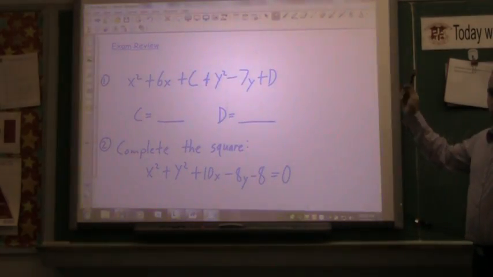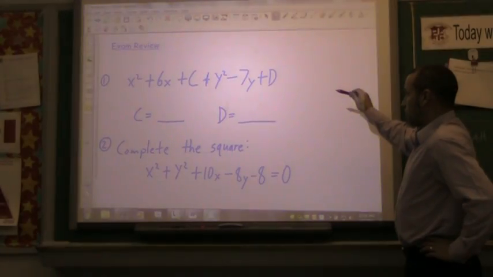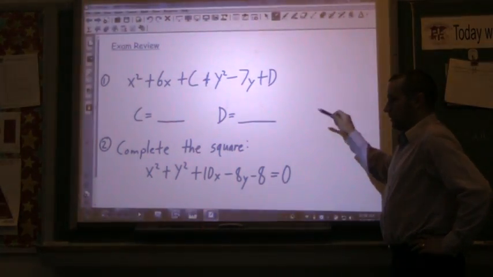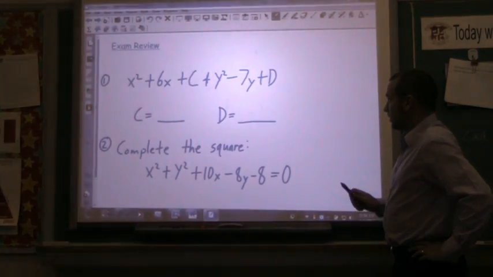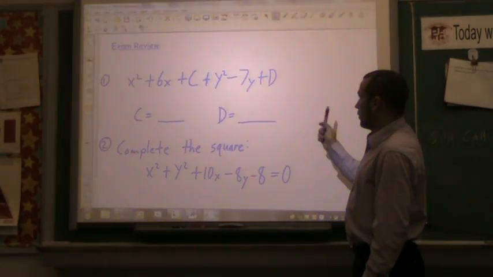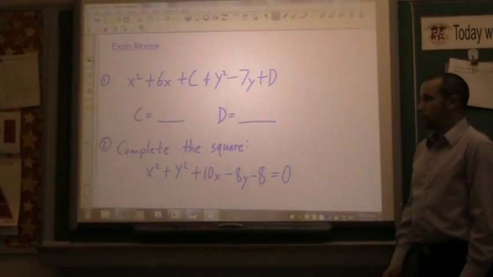Part of the exam review, we're going to go over the circle equation. We're going to start back with a couple of the very basics and then move quickly ahead to the other more complicated equations. Okay? So here's one that you would have been given at the very beginning of the circle unit where you were asked to complete the square.